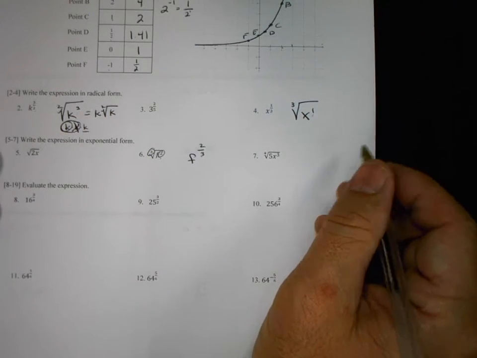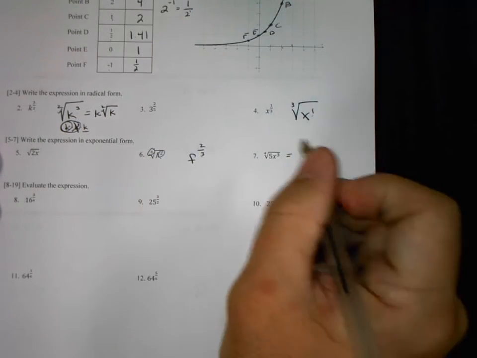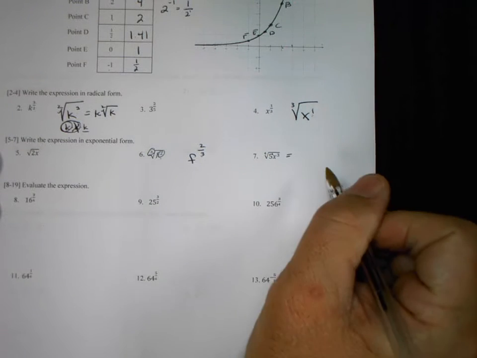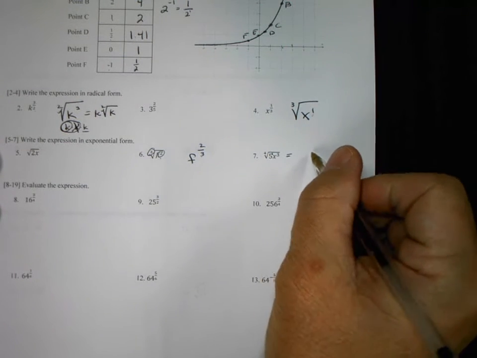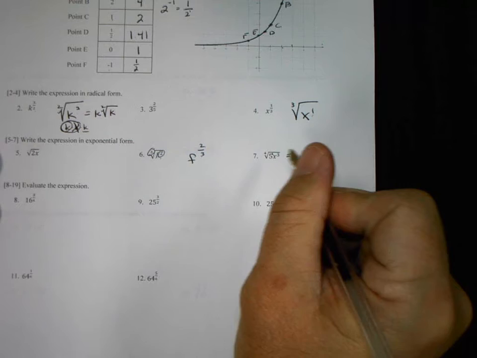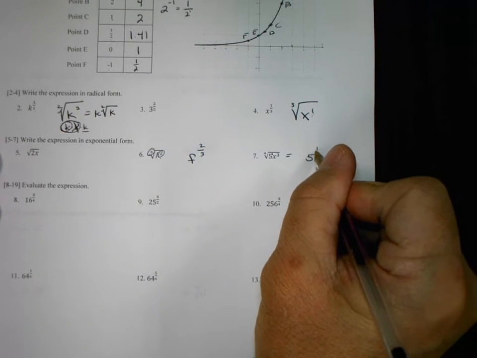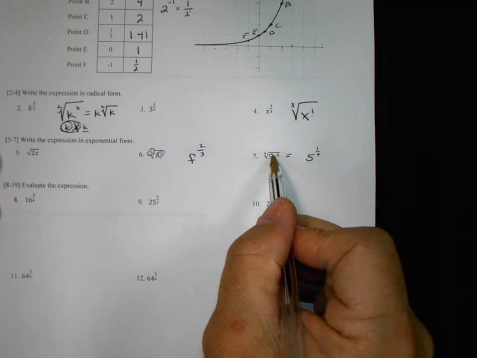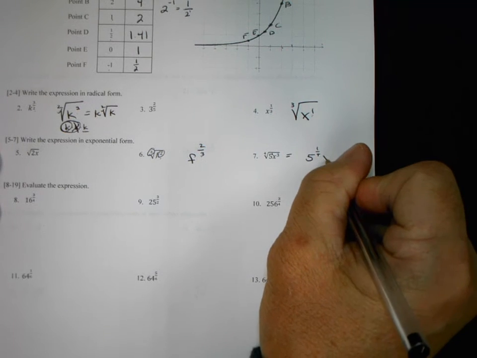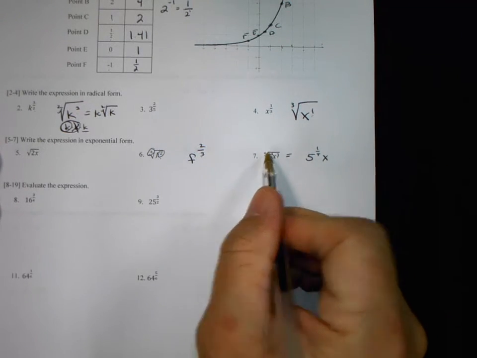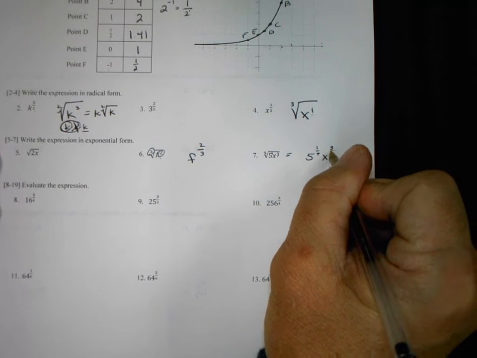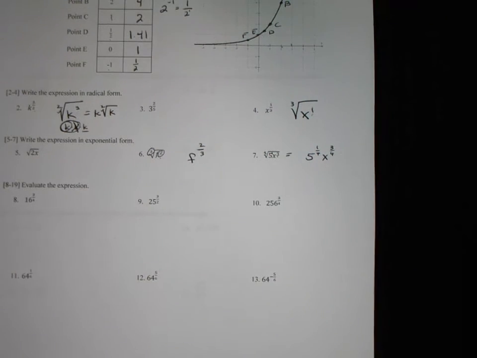Number 7, I'm going to help you out with that one. That's a tricky one. Well, remember that 5 is to the first power. So I take 5 to the 1/4, and then I take x to the 3/4. Okay, and there's your answer.